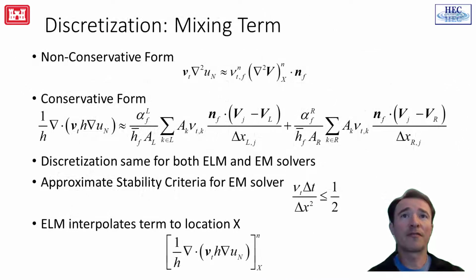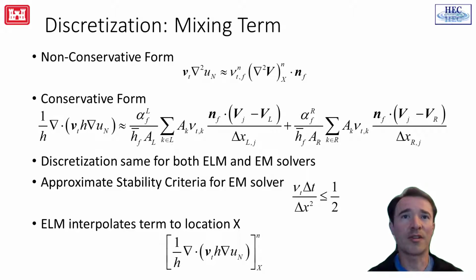The non-conservative form of the mixing term is only available with the ELM solver. It's computed as the explicit face eddy viscosity times the dot product of the velocity Laplacian at the face and the face unit vector. The velocity Laplacian is interpolated at the backtracking location x. The eddy viscosity could also be backtracked, but tests have shown that it's more stable to use the face value of the eddy viscosity. The conservative form of the mixing term is available with both the ELM and EM solvers.